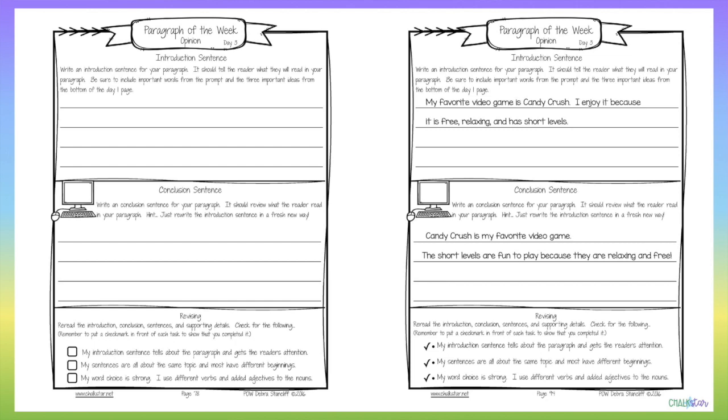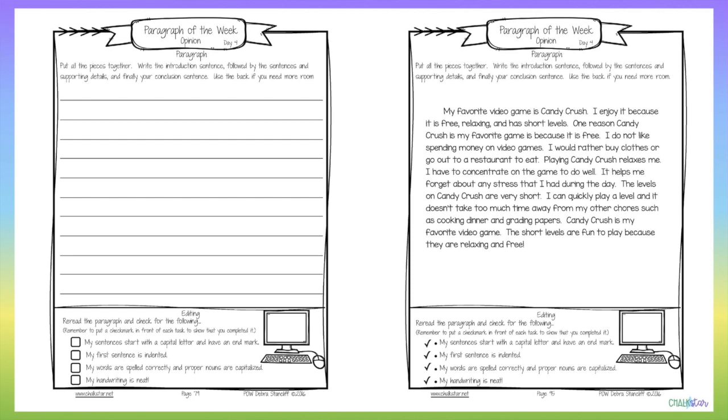Day 3 is also for the revising stage. Down at the bottom of the page, you'll see that the students need to go back and check the introduction sentence, make sure that it gets their reader's attention, make sure they have a hook, and check that off when they've completed it. And then they have to read their sentences again, make sure they're all about the same topics, different beginnings, and then word choice is their last thing that they're revising today.